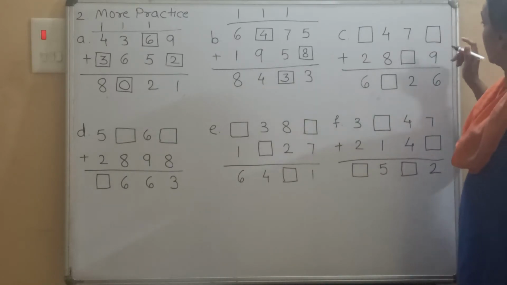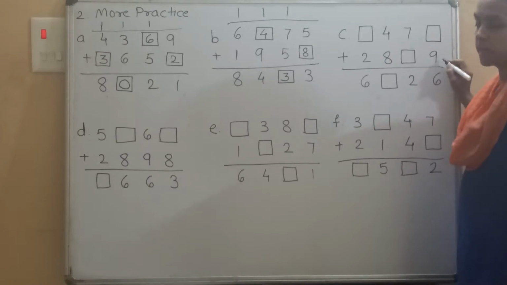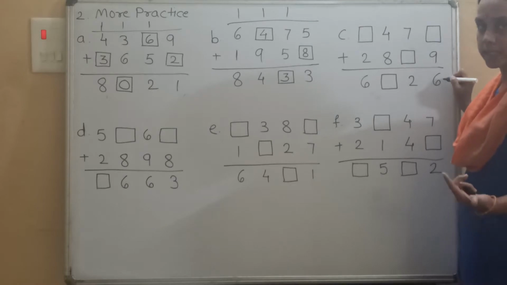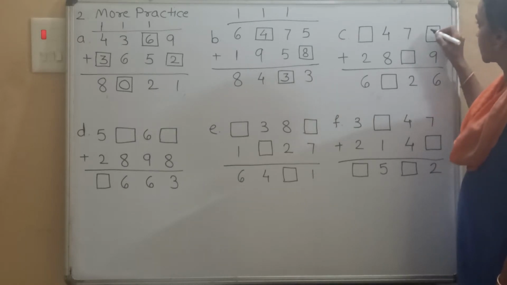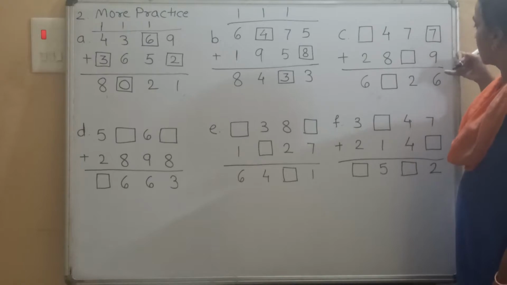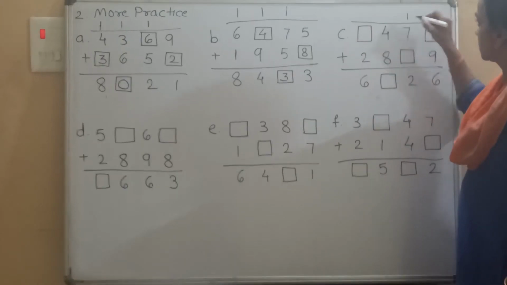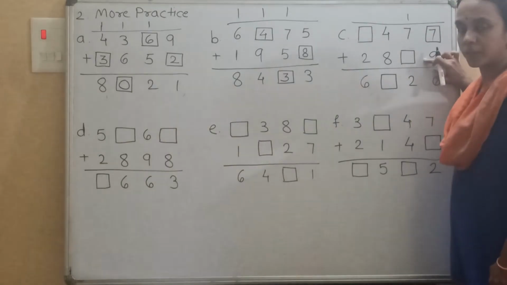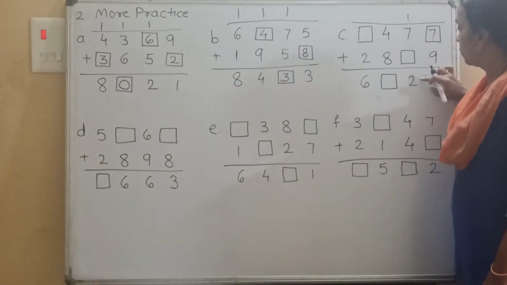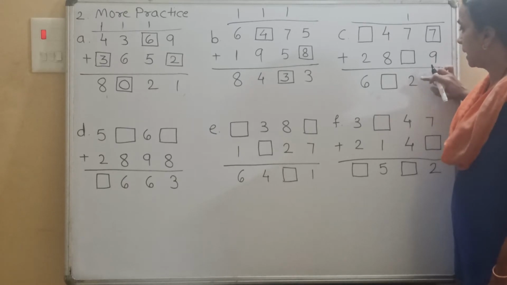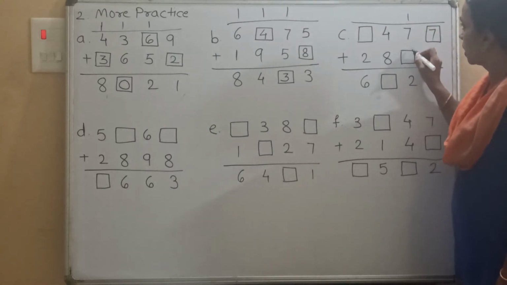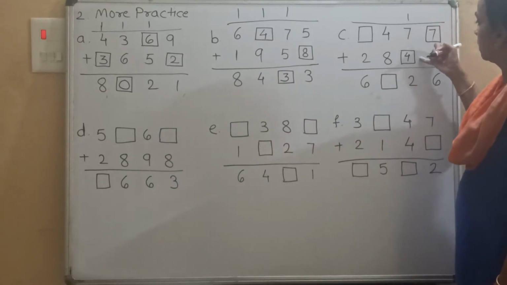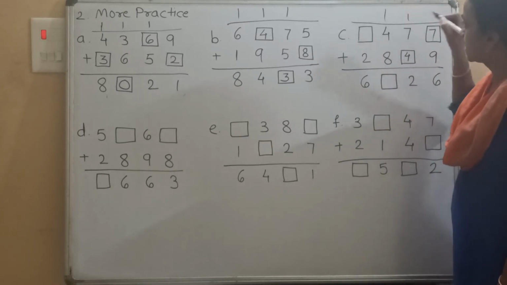Now, which number if we add in 9, then we will get answer 6. 6 means what here? 16. Suppose we write here 7. 9 plus 7, 16. Carry is 1. 7 plus 1, 8. Now, in 8 number, which number if we add, then we will get answer 2. 2 means 12 here. So 8 plus 4, 12. Okay, see here. Here also 7 plus 4, 11. 11 plus 1, 12. Carry is 1.